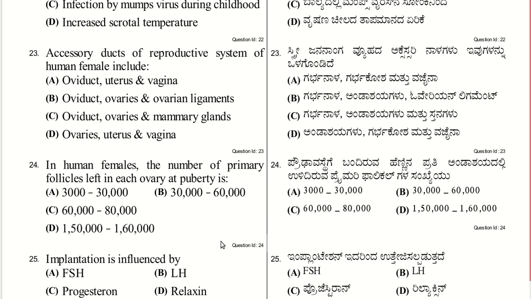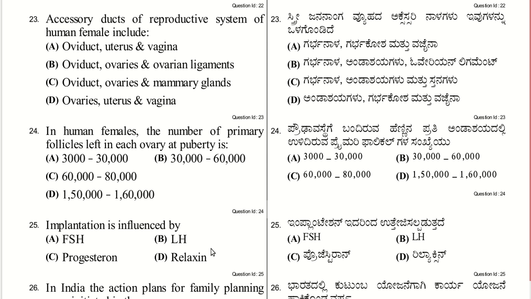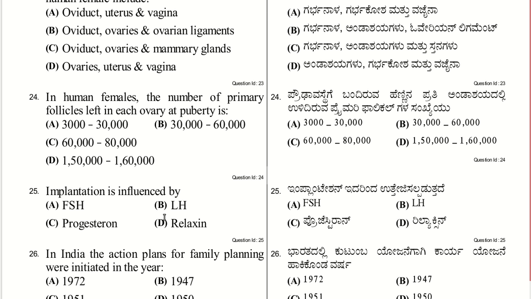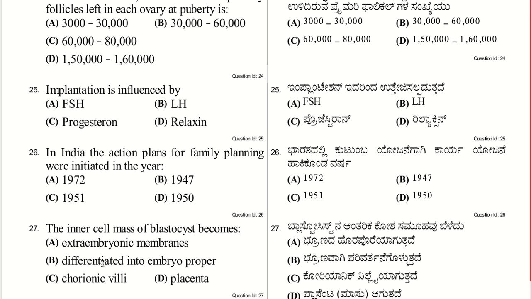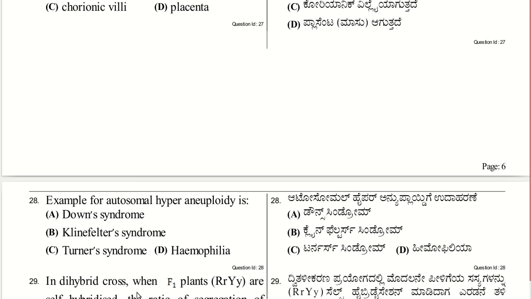Implantation is influenced by progesterone. So progesterone is going to bring about the implantation process in human beings. In India, the action plans for family planning were initiated in the year 1951. The inner mass of blastocyst becomes dash. The inner mass of blastocyst is going to differentiate into embryo proper. The answer is 27th, B is the answer.